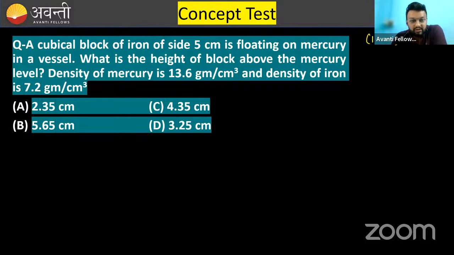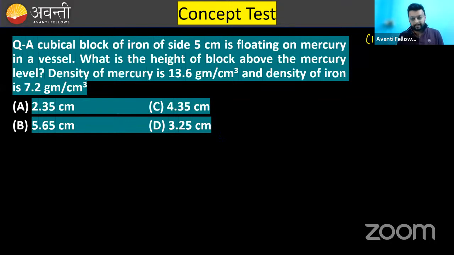So from the previous question, there is a difference. In the previous question, the mass of the solid was given. Now the mass of the solid is not given. Clear? Next, in the previous question, the volume outside was asked. Now they are not asking the volume, they are asking the height of the block above the mercury level. So there are two differences. One is that they are asking not the volume, but the height.